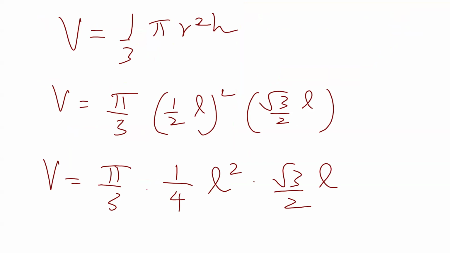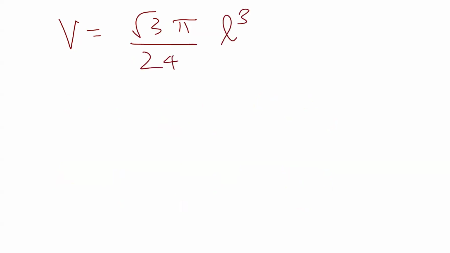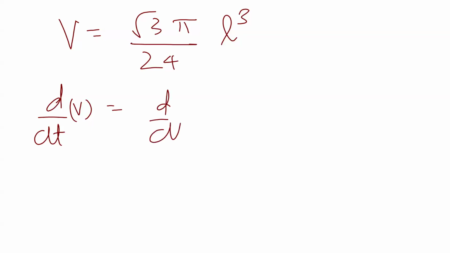So V is equal to root 3 pi upon 24 L cube. Now the volume is changing over a period of time. It's given in the problem, dV by dt. Volume changes because the slant height also changes. So differentiate with respect to t on both the sides because the changes are occurring over here.